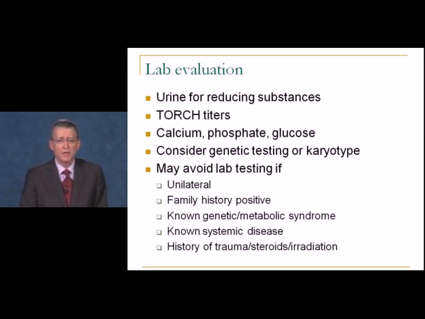Now, I mentioned the family history and how a third of the cases have a family history. So if you've got a positive family history, then you don't really need to do any of these tests, unless you're maybe worried about Lowe syndrome, but then you would know. Unilateral patients are much less likely to need the workup unless it's highly asymmetric. If it's a known genetic syndrome associated with cataract, a known systemic disease, or a history of trauma, these are the reasons you can avoid doing a lab evaluation at all. So you often don't have to do one.